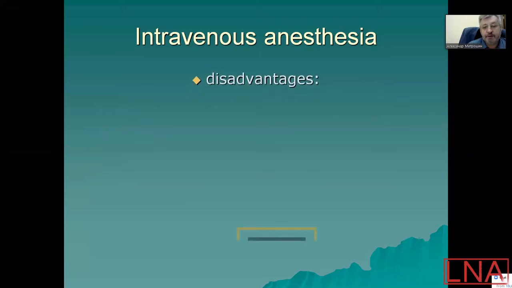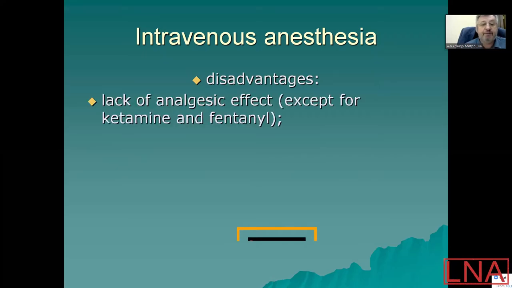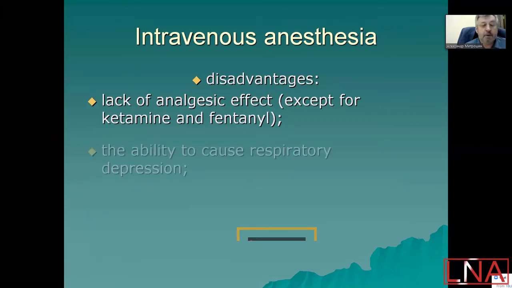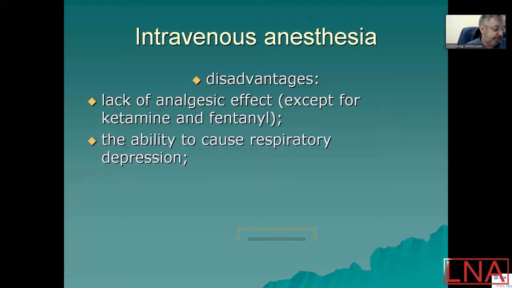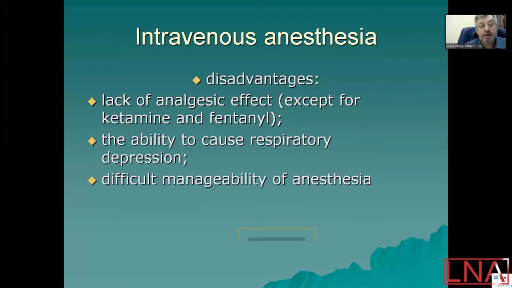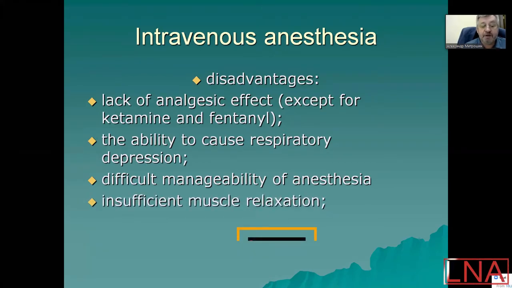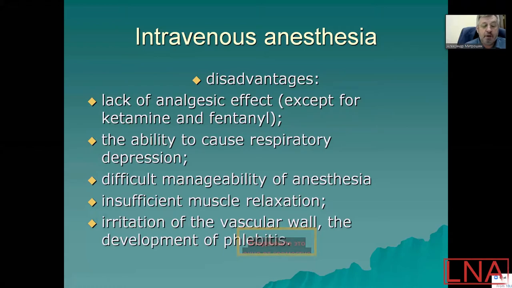Intravenous anesthesia, disadvantages: lack of analgesic effect, except for ketamine and fentanyl; the ability to cause respiratory depression; difficult manageability of anesthesia; insufficient muscle relaxation; irritation of the vascular wall and the development of phlebitis.